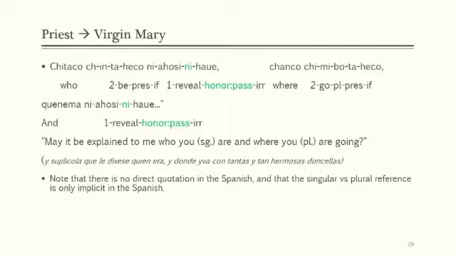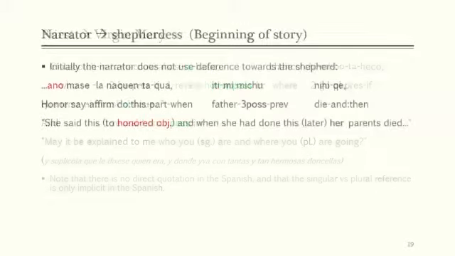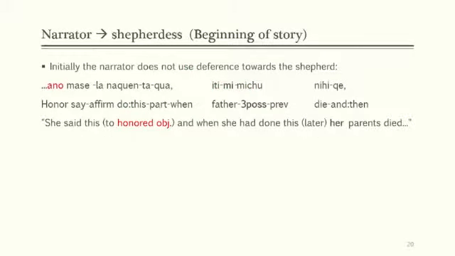By the way, here the Spanish doesn't actually have the quote, but you can tell from looking at the Timucua that it's actually direct quotation. The Spanish says, he asked her to tell him who she was. But the Timucua says, he asked, please tell me who you are and where you're going. Okay. The narrator initially shows, let me see.